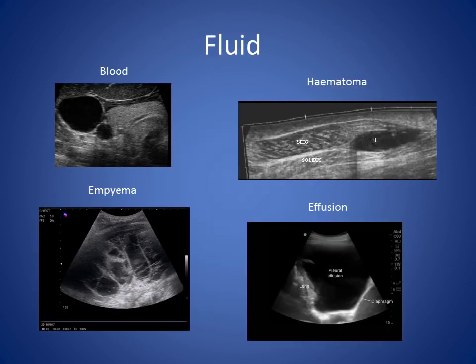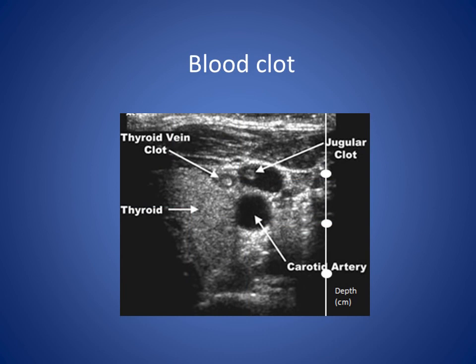Fluid, be it blood, effusion or cyst, is generally black, that is, anechoic, although thicker fluids such as pus can be bright or dark. Blood clot, on the other hand, is relatively dense and has quite a strong echo. It's important to look for the presence of clot in any vessel that has been considered as a target for ultrasound-guided venous access.